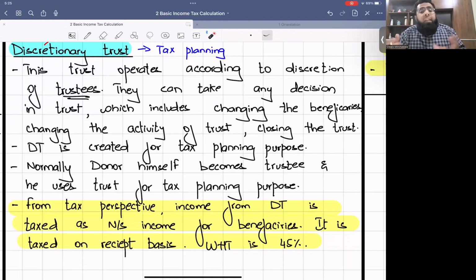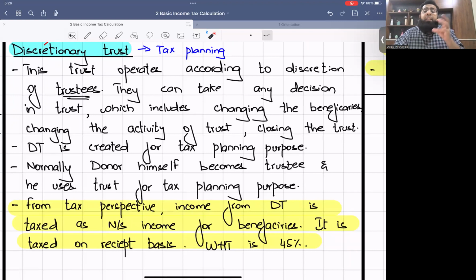It is a trust which is created for tax planning. All the powers are with the trustees. They have the discretion, the choice, to operate the business, to change the trustees, to change the business of the trust, or even to close the trust. The only objective of creating a discretionary trust is to do tax planning. If you want the trustees to give the income to your family members, then you will go for an interest in possession trust. Because if you create a discretionary trust, in that case the trustee may take away your entire amount.